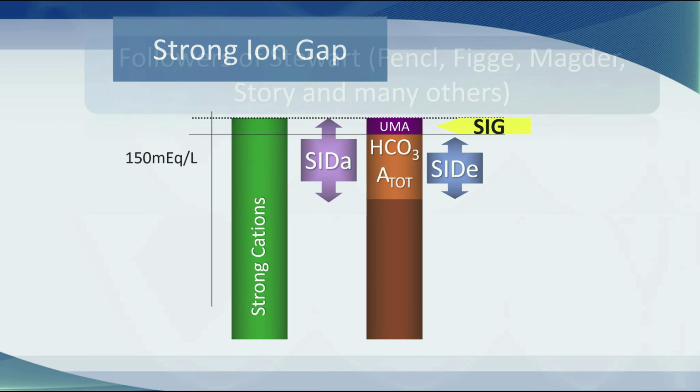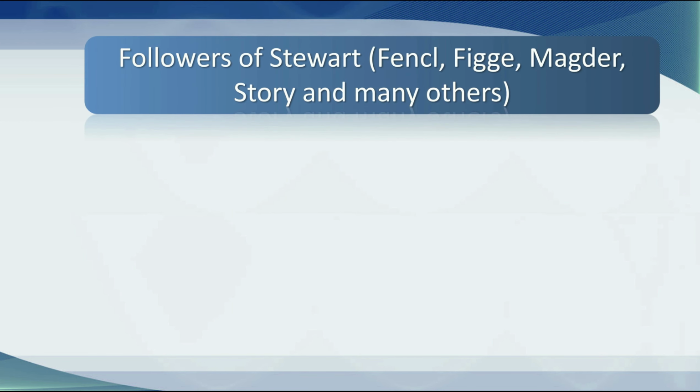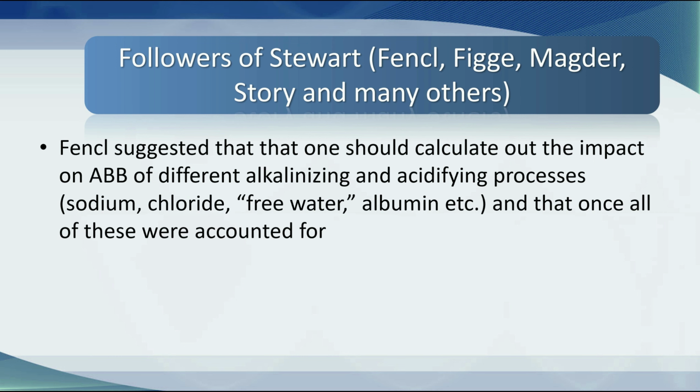What I do think is useful, though, is developments that followers of Stewart have made. These are Fencl, Figge, Sheldon Magder, Story, and many others. And originally, Fencl suggested that one should calculate out the impact on acid-base balance of different alkalinizing and acidifying processes, for example, sodium, chloride, free water, albumin, etc. And then once all of these have been accounted for, all that is left are unmeasured anions.